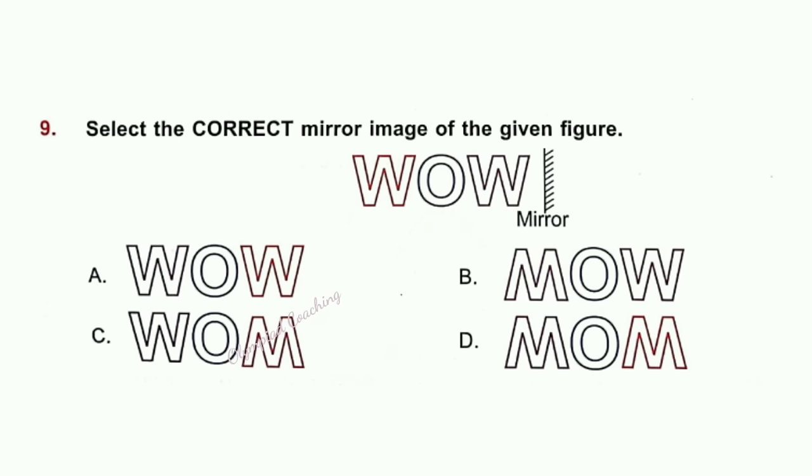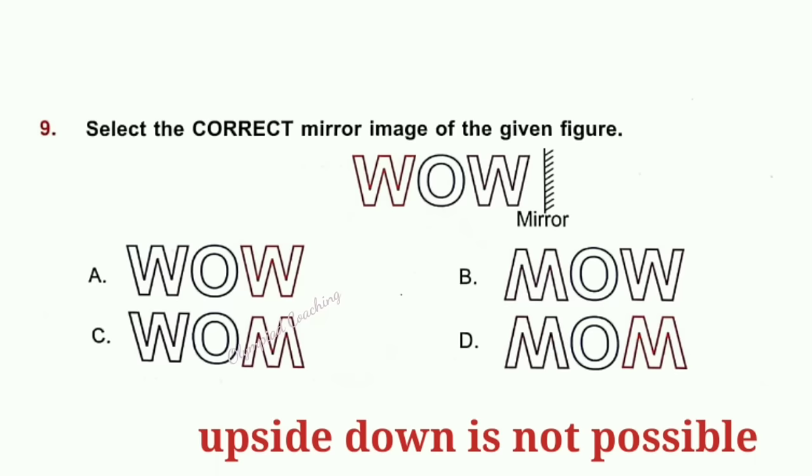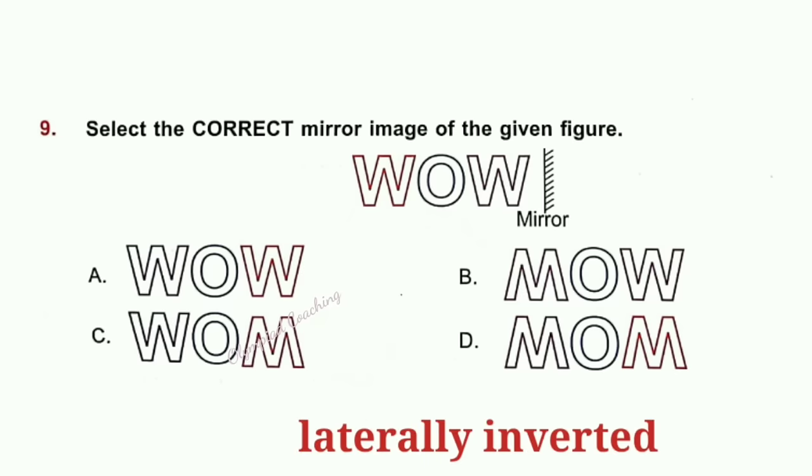Question number 9. Select the correct mirror image of the given figure. How to solve mirror image? Upside down is not possible. It means the top will appear as the bottom and the bottom will appear as the top. Like here, so options B and D are cancelled.